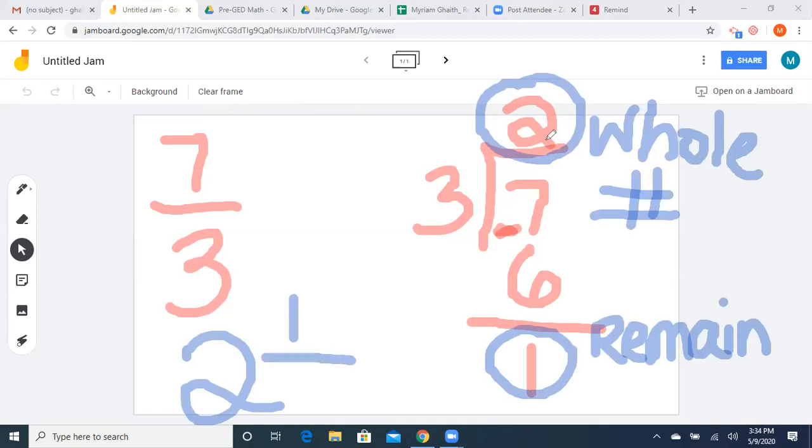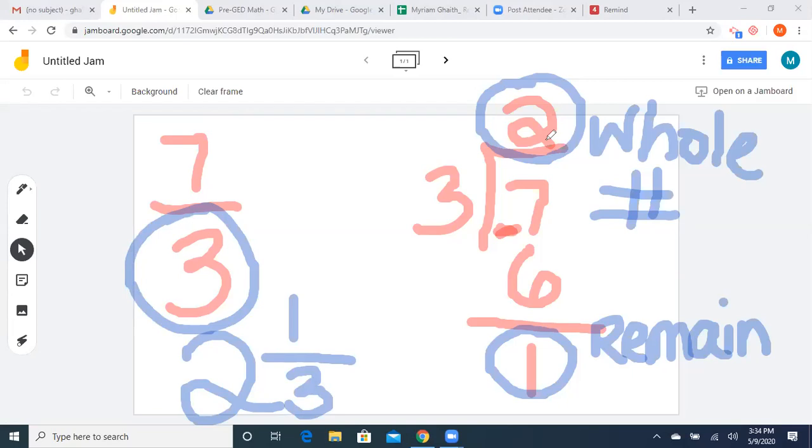And what is the denominator of my mixed number? 3. Remember, why is it 3? Because we're dividing by 3, and we're not changing the denominator. We don't change it. Please write that down. We will not be changing the denominator. From an improper fraction to a mixed number, we will not change the denominator.